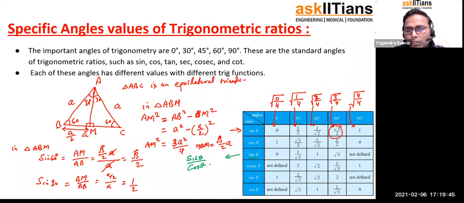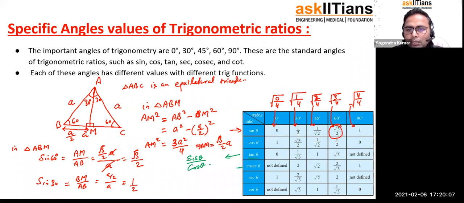0. 1 by 2 divided by root 3 by 2 is 1 by root 3. 1 by root 2 divided by 1 by root 2 is the same as 1, right? These all you need to remember. Root 3 by 2 and 1 by 2 is root 3. 1 by 0 is not defined. You need to remember it as 1 by 0, but not defined also.